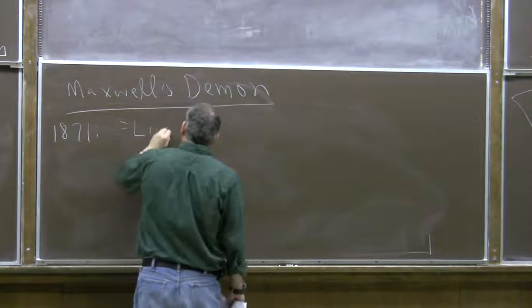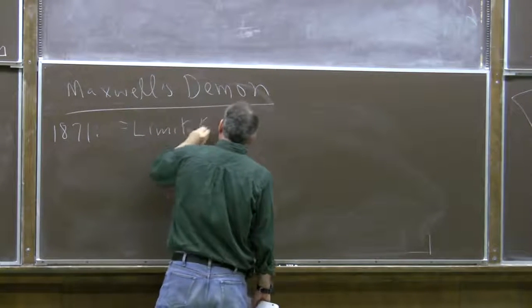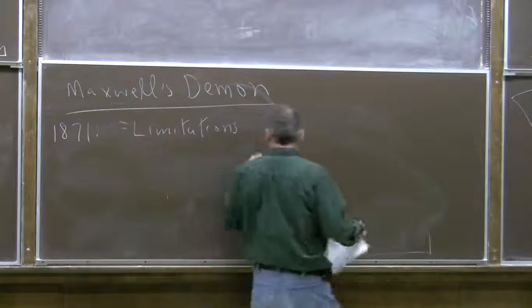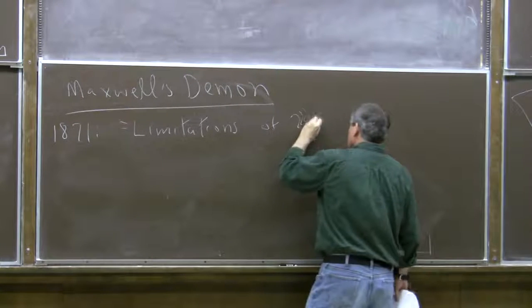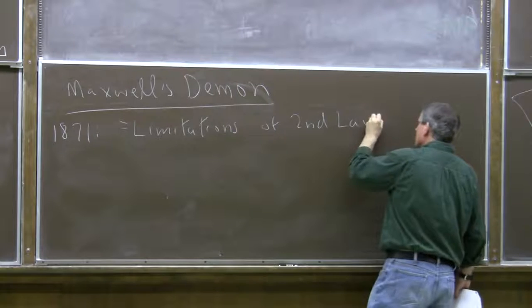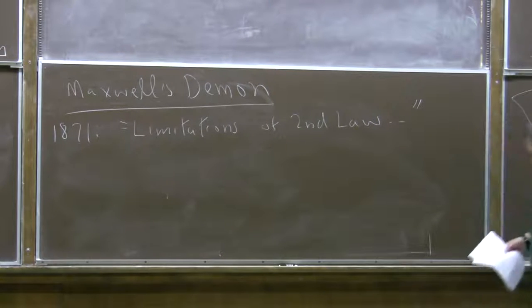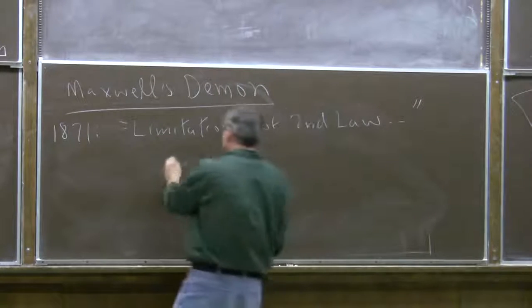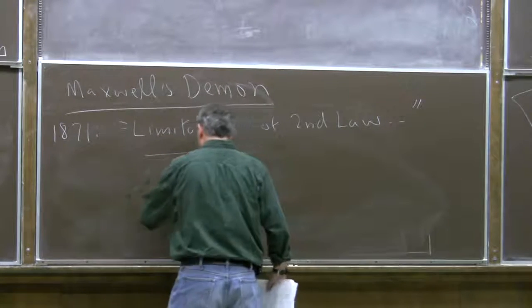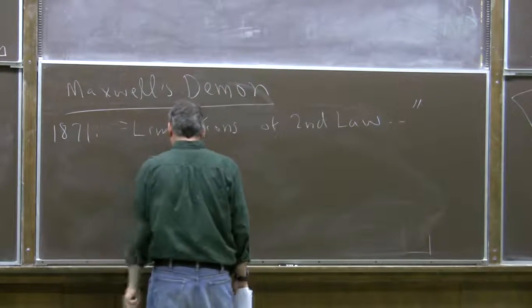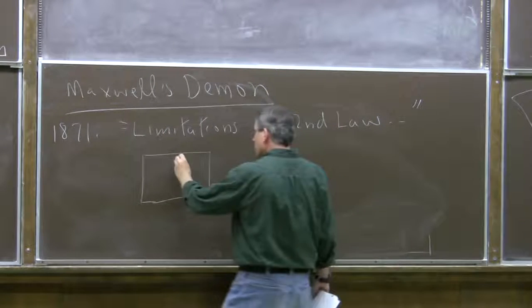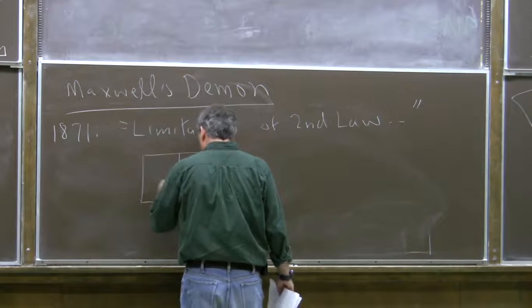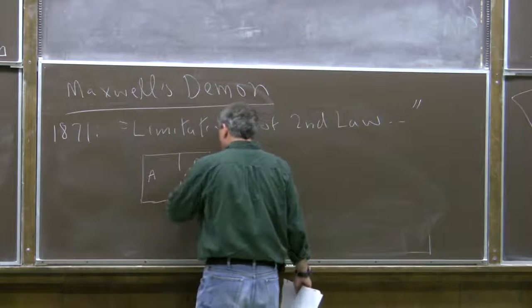which he called Limitations of the Second Law. Maybe it doesn't always work, he said. He imagined the following situation. Suppose I have gas in a box. One of our favorite things to consider. And suppose the box is divided into two parts. There's a partition in the middle.